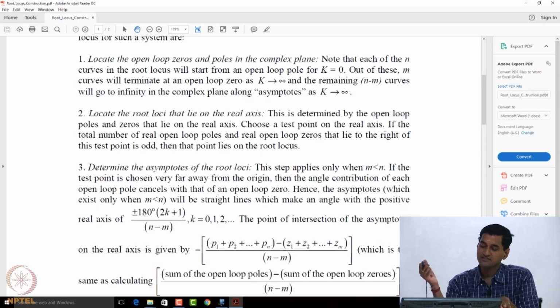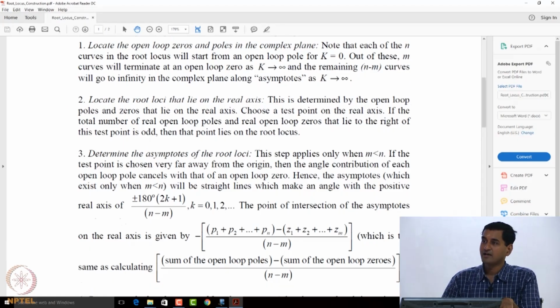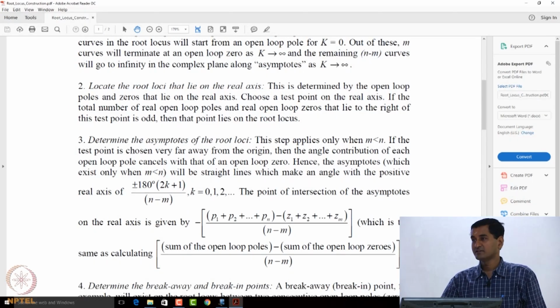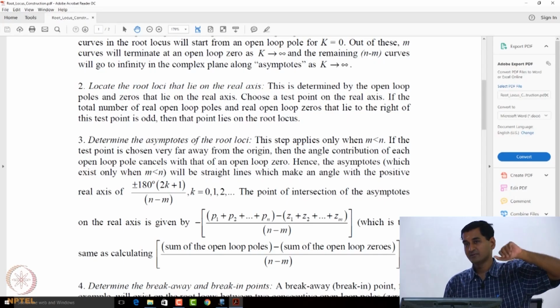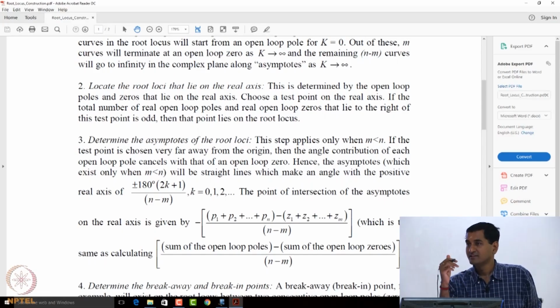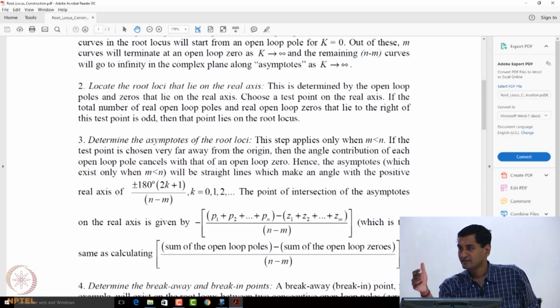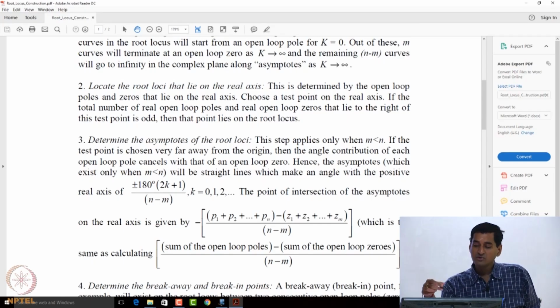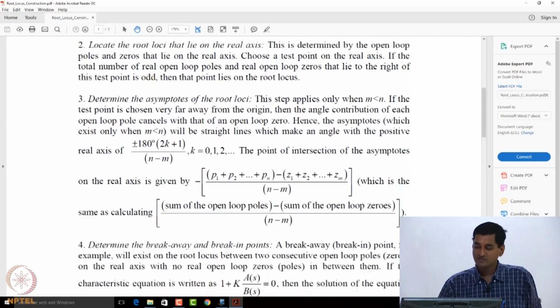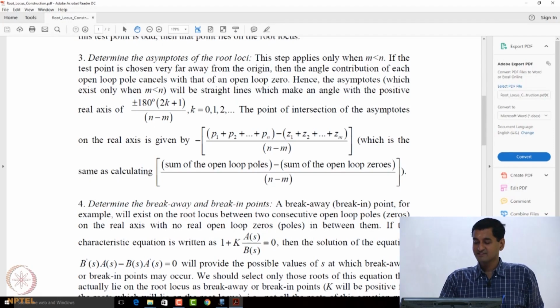The third step was to determine the asymptotes of the root loci. Using the angle condition once again, we figured out that the angle made by the asymptotes with the real axis is plus or minus 180 degrees times (2k plus 1) divided by (n minus m). Asymptotes essentially indicate the locus of the closed loop poles as k tends to infinity, in case there are no open loop zeros where we can terminate that branch. The point of intersection of the asymptotes on the real axis is given by the sum of open loop poles minus the sum of open loop zeros, divided by n minus m.